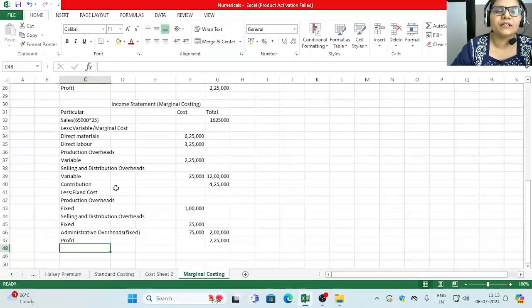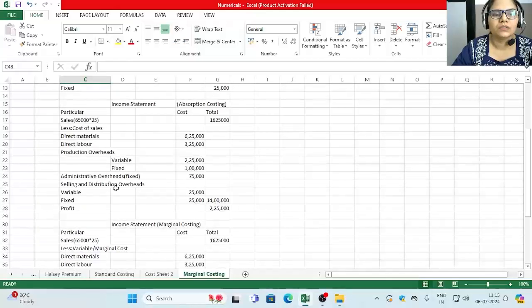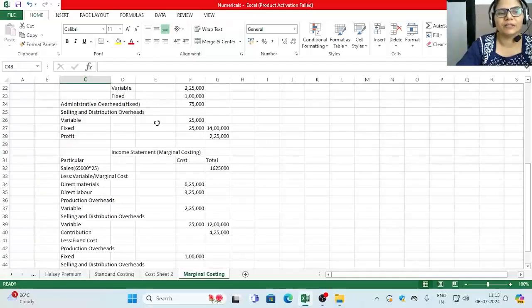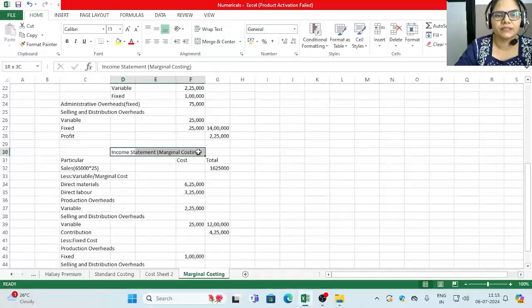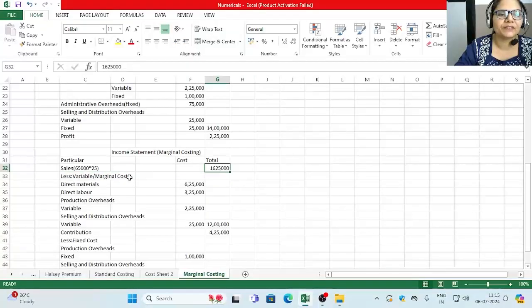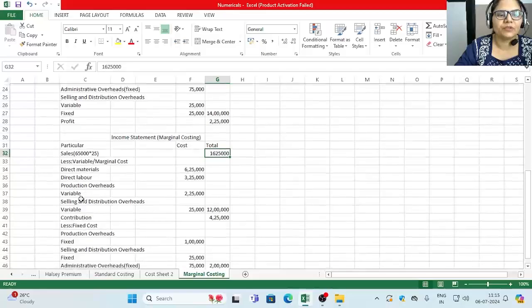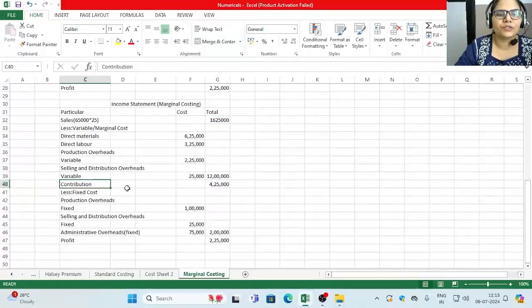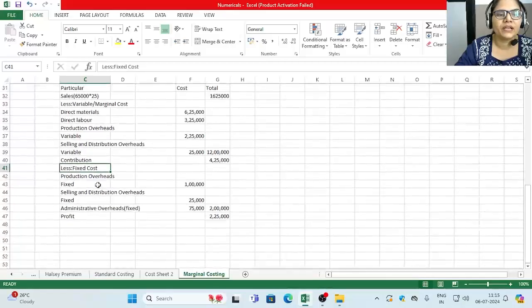Income statement under marginal costing. Now, this is an income statement which has been prepared under marginal costing. As you can see, first of all, we calculate sales 16,25,000 less variable cost. Then we will get the contribution. Then from contribution, we will deduct all fixed cost and finally we will get the profit.